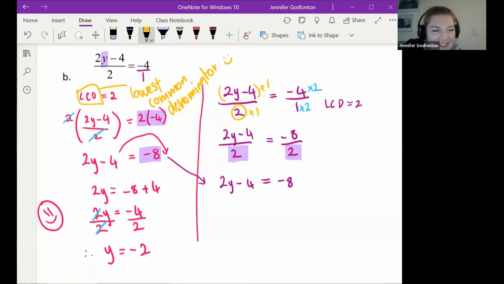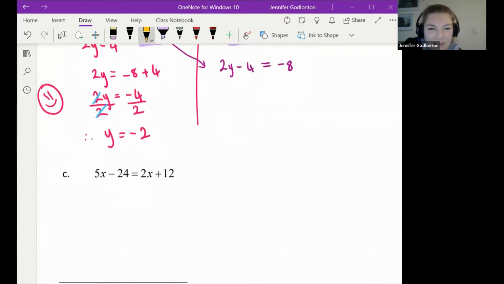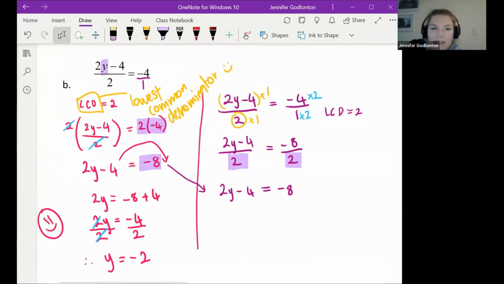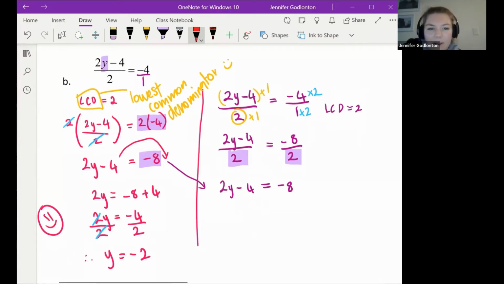Okay, let's give another one a go. Let's try another question. Marks-wise, for a question like this, let's try and figure out how many marks this would be out of. You would definitely get 1 for multiplying by the 2 or getting this LCD step over here. So either way, that would have been okay. Let's give 1 for getting that -8 and getting to that point over there.